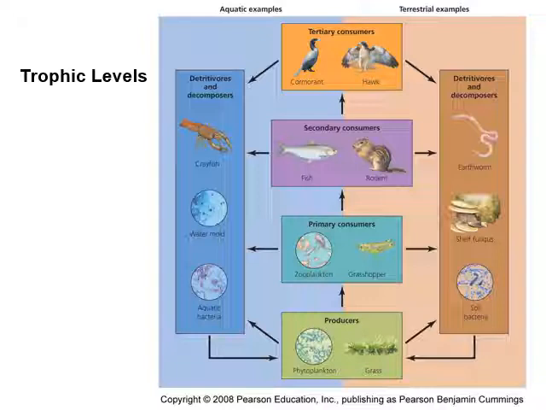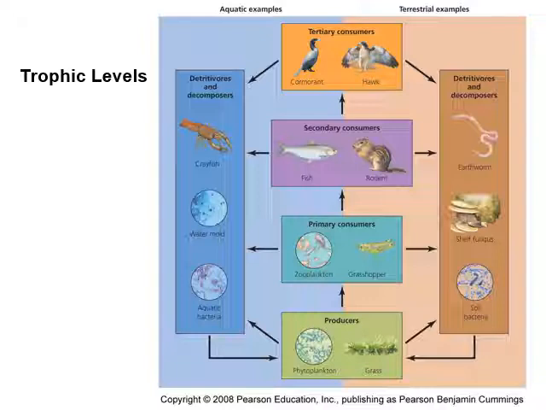This could be phytoplankton in the ocean or grass or trees, plants, in terrestrial ecosystems. Those producers are then eaten by your primary consumers. Again, in aquatic systems, this could be the zooplankton or any kind of herbivores in terrestrial systems, things like grasshoppers up to cows that eat grass. All right, the primary consumers are then eaten by secondary consumers, and secondary consumers are eaten by tertiary consumers.